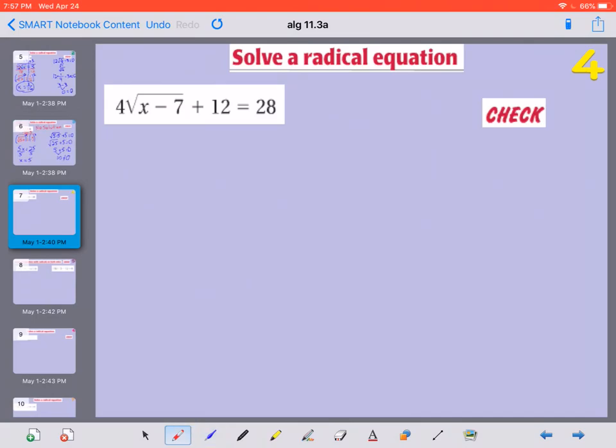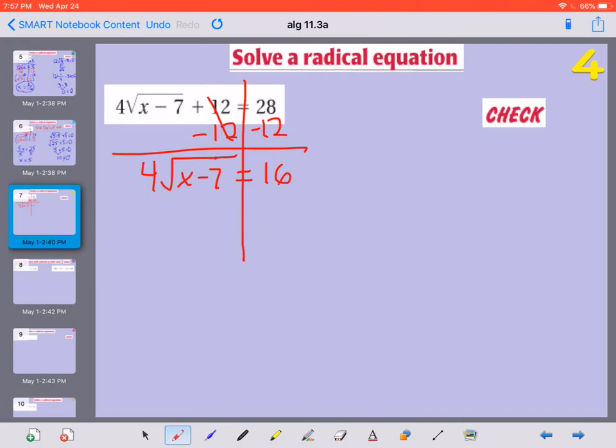Alright, now this looks a little bit bigger. We're still going to solve it the same way. So we're going to subtract 12 from both sides. So we get 4 times the square root of x minus 7 equals 28 minus 12, which is going to give us 16.